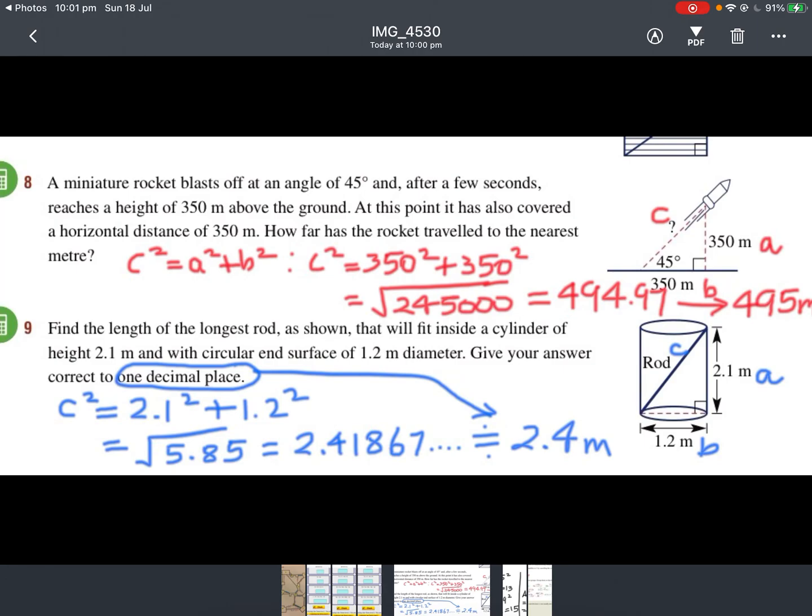Question 8 says a miniature rocket blasts off at an angle of 45 degrees and then after a few seconds reaches a height of 350 metres above the ground. At this point, it has also covered a horizontal distance of 350 metres. How far has the rocket travelled to the nearest metre?